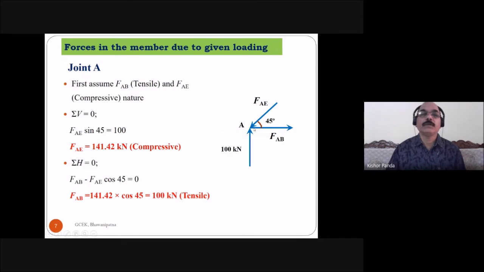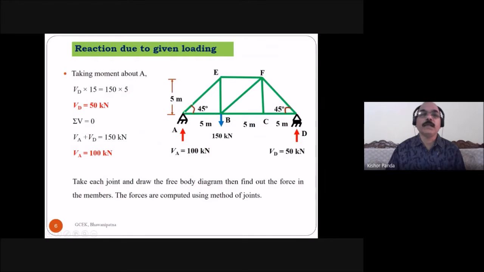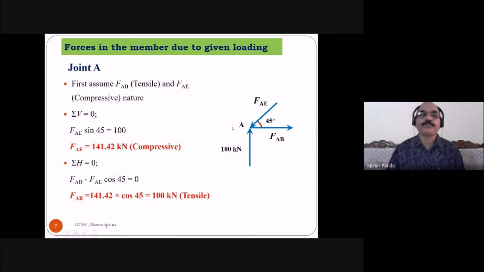This is joint B, because at joint A you know these two forces, and at joint E you know these two forces, but at joint B these two forces are your known forces, and you have to find out these two forces. The load is present at B. So take joint B and find out these two forces.